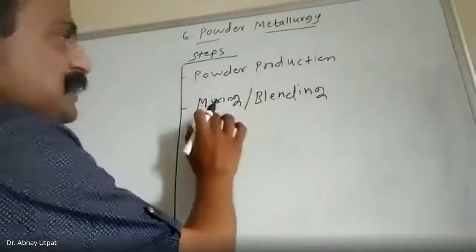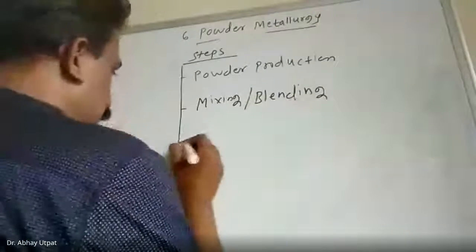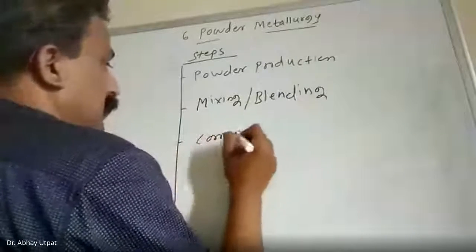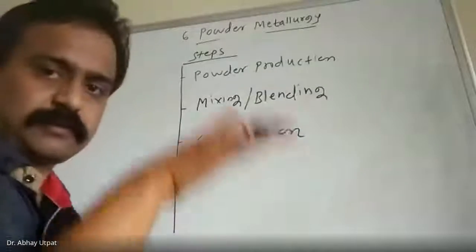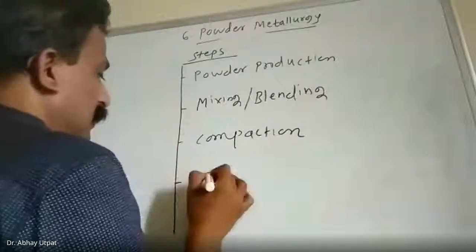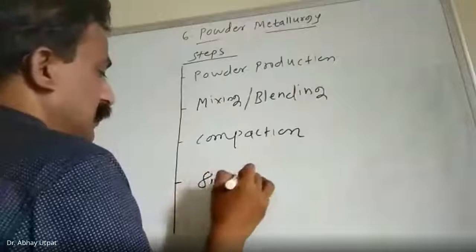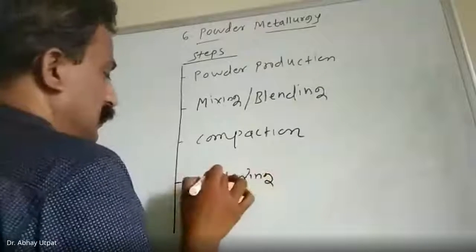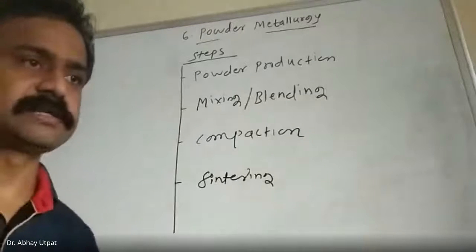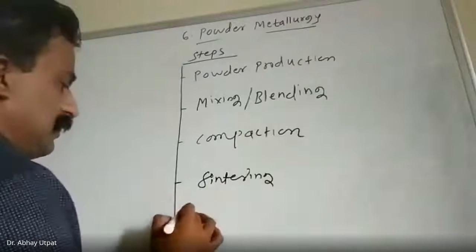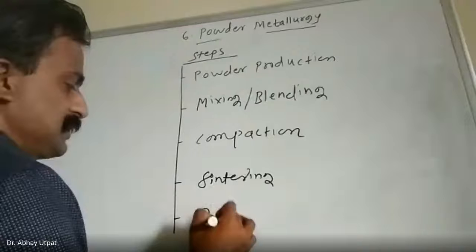Second is mixing and blending of the powder. Third is compaction. Compaction means pressing. Fourth is sintering. Sintering, S-I-N-T-E-R-I-N-G. And fifth one is inspection.